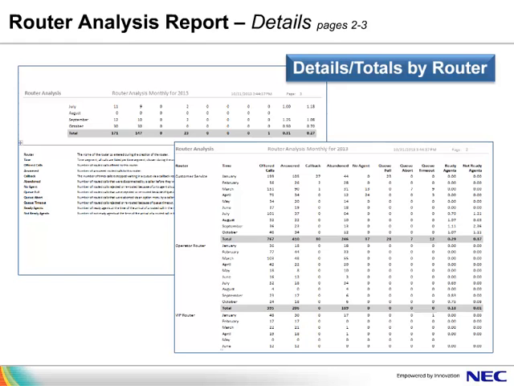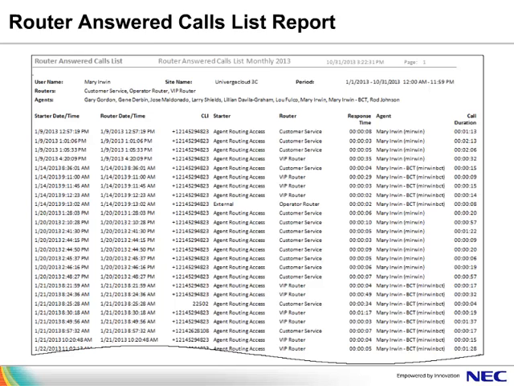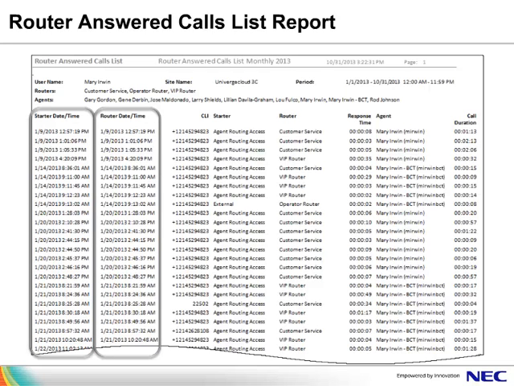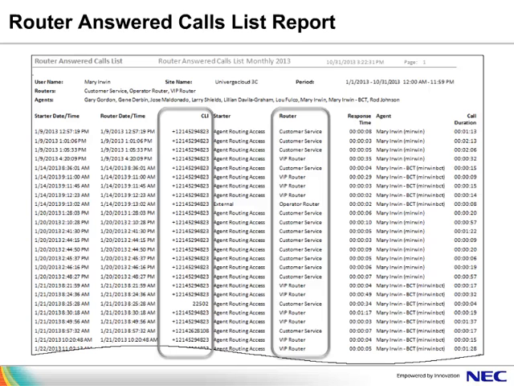The router analysis also provides more details. The totals by time segment are listed for each router. The Router Answered Calls List report provides a list of answered routed calls within the report period. By reviewing the start date and time, the router date and time, the calling line identification of the calling party, and call duration of each call, supervisors can find unusual customer calling patterns or track test calls placed to individual routers as shown here.